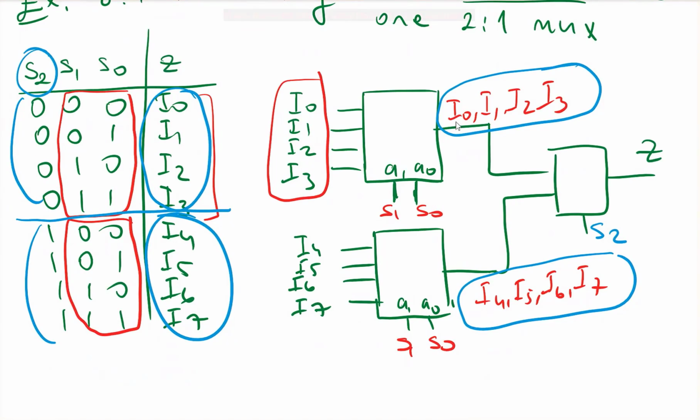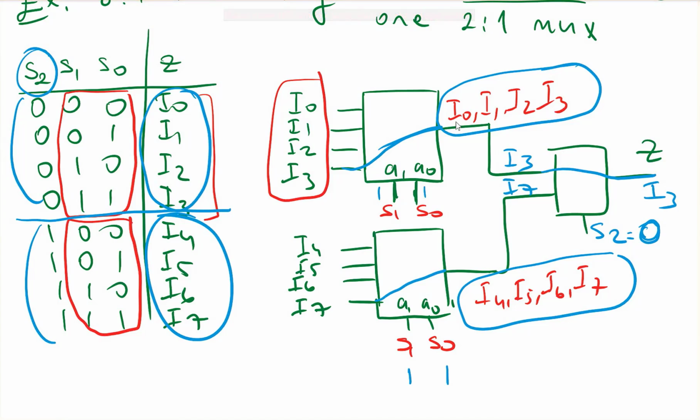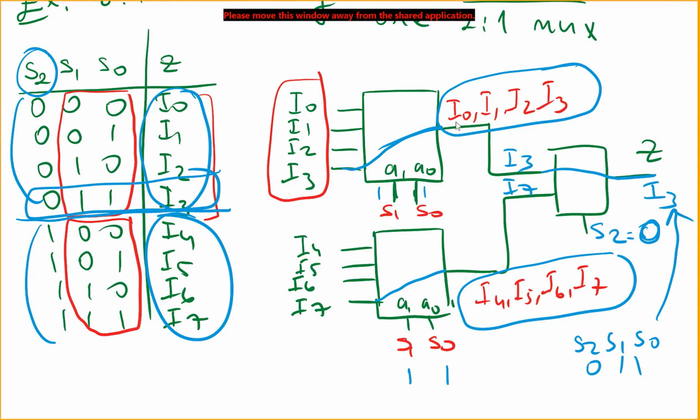Here you can try, for example, 1, 1, 0, right? For this case, I should be selecting I3. And then these are 1 and 1, so I select I3 here. 1 and 1, I select I7 here. So I have I3 here and I7 here. And then my S2 is 0, then I select I3 here. So for the case of 0, 1, 1, my Z is I3, which is correct, right here. You can also check the other ones and verify this is working.